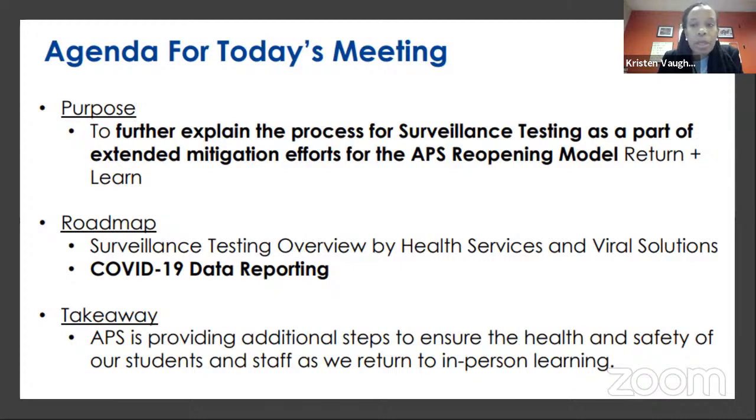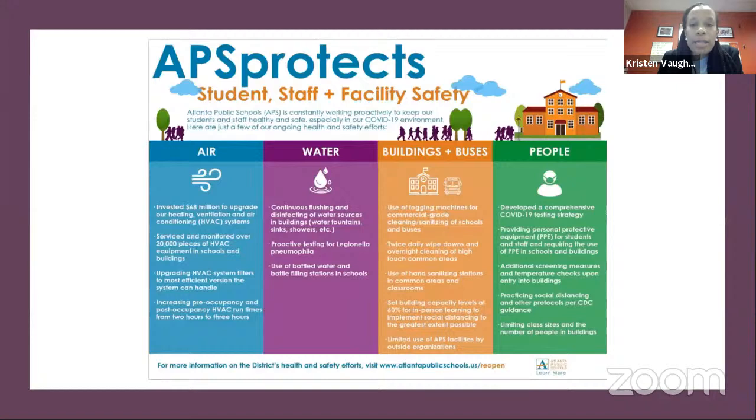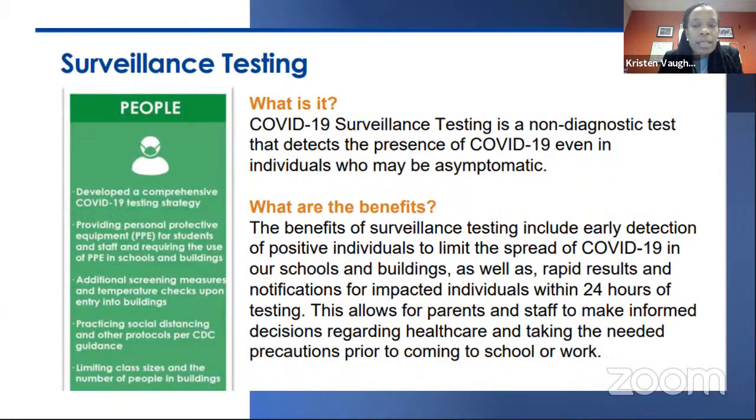information today. So to start off with, in all of our town halls, when we have been addressing the Return to Learn, we've talked about how APS is protecting our people, right? So with air, water, building and buses, as well as people. Today we'll focus on the green column under people. And so surveillance testing, what is it? COVID-19 surveillance testing is a non-diagnostic test that detects the presence of COVID-19, even in individuals who may be asymptomatic.